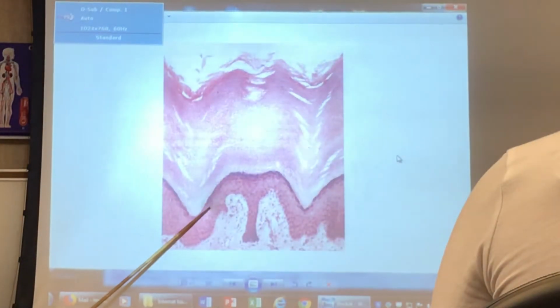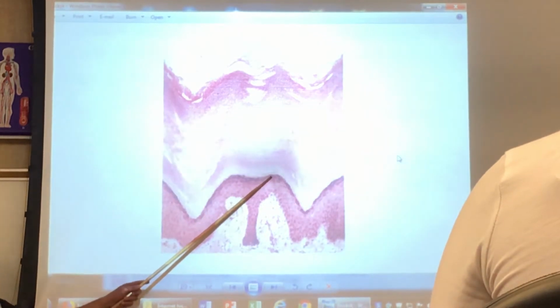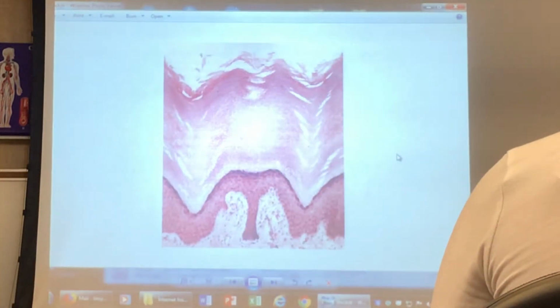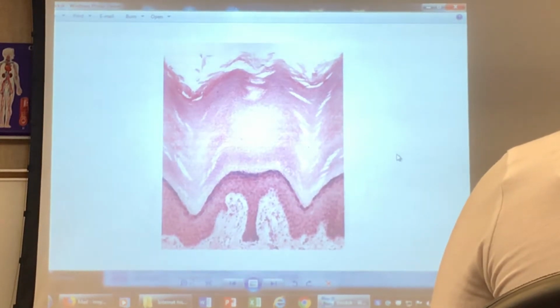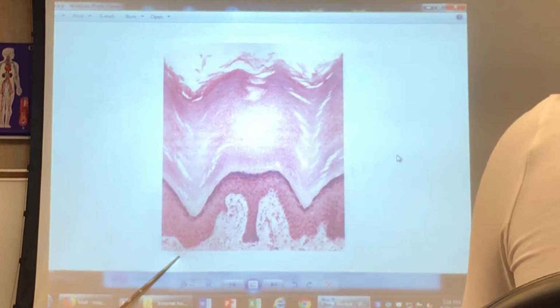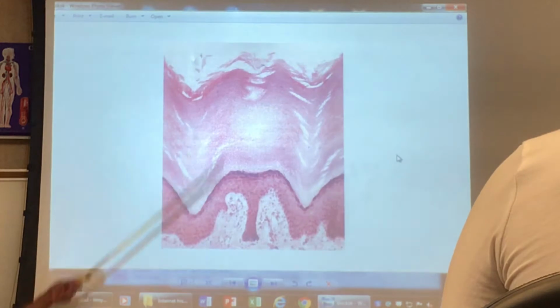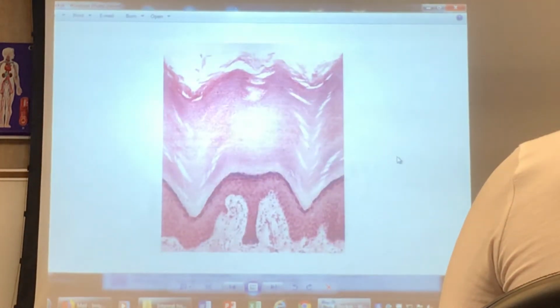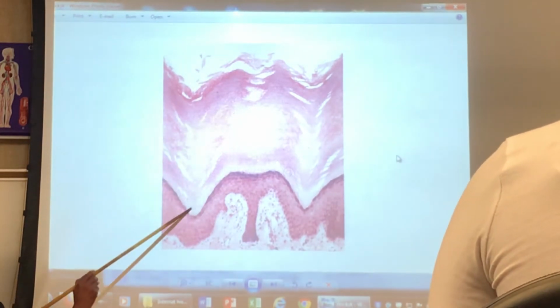What is the name of the layer I'm pointing at? That is stratum granulosum. It's the dark stained layer in the middle of the epidermis. You gotta see the basement membrane down here. Free surface up there. This is in the middle and it's dark stained. Everybody see that? Yeah. What is the name of the layer?